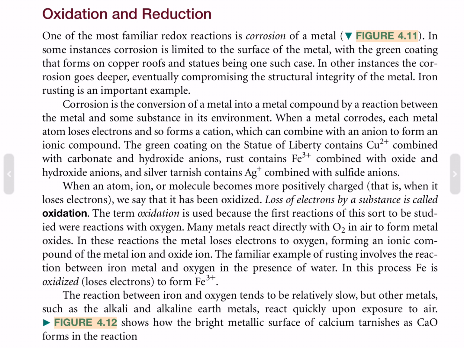Corrosion is the conversion of a metal into a metal compound by a reaction between the metal and some substance in its environment. When a metal corrodes, each metal atom loses electrons and goes to form a cation, which can combine with an anion to form an ionic compound. The green coating on the Statue of Liberty contains copper-2 combined with carbonate and hydroxide ions. Rust contains iron-3 combined with oxide and hydroxide anions. Silver tarnish contains silver combined with sulfide ions.